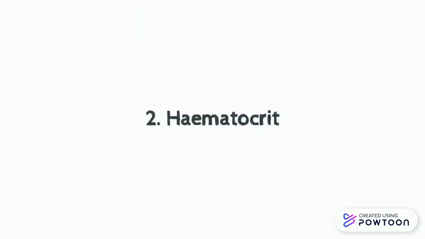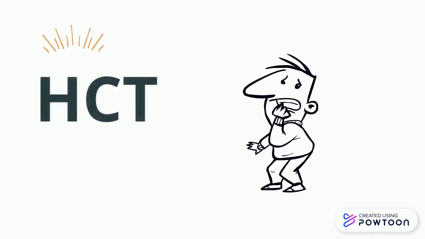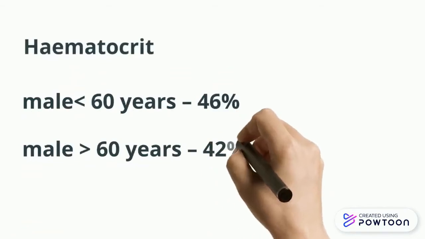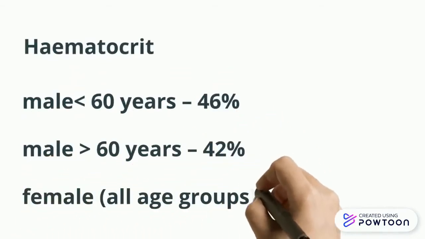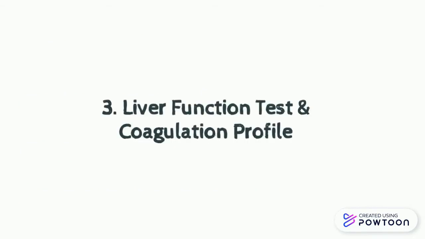Second, hematocrit. We need to be aware of the rising HCT in a dengue patient because it indicates plasma leakage. The higher the HCT, the more concentrated the blood is, and this is usually seen with increased capillary permeability and third space loss. These are the normal values of HCT among the Malaysian population that we usually refer to, based on research studies. Third, liver function test and coag profile.